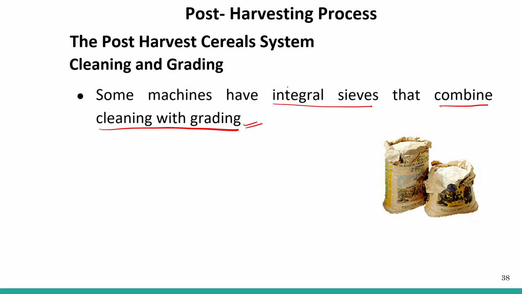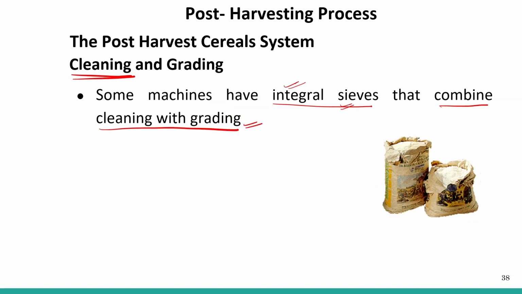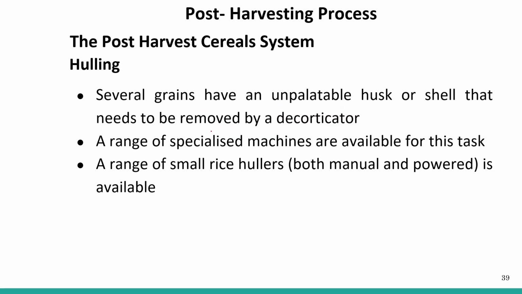There are many machines with sieves, where the small seeds are sieved out and the larger ones remain above. So according to the small and larger size, we can segregate the seeds. And this can also be used for cleaning. Cleaning means you are removing the dirt, the chaff, and the soil that are present along with the seeds, that is the grains. So there are some integral sieves that combine cleaning with grading.